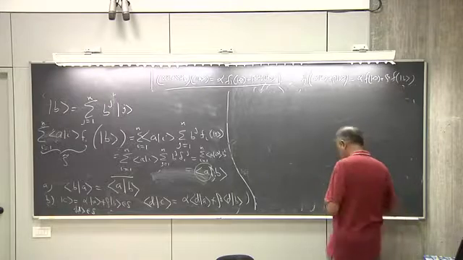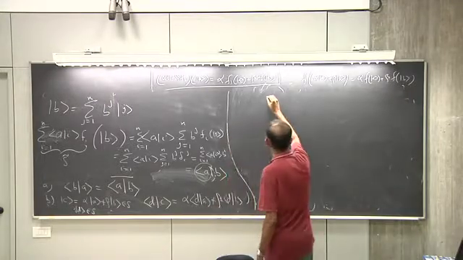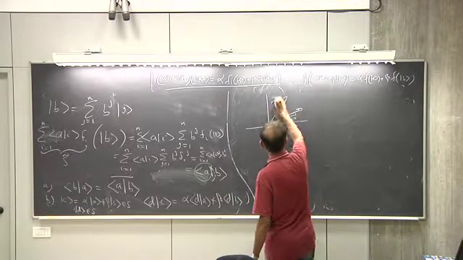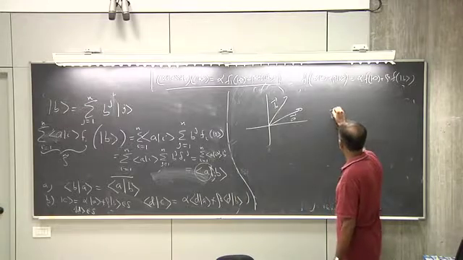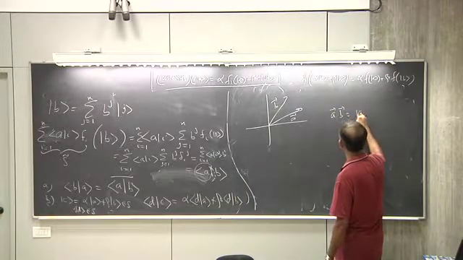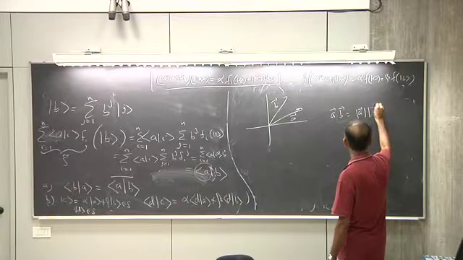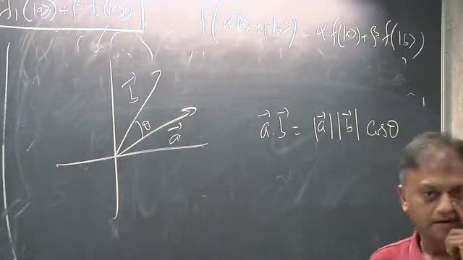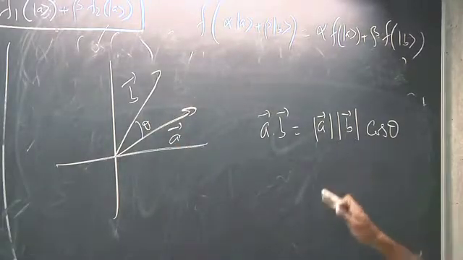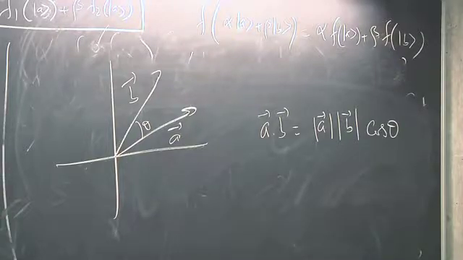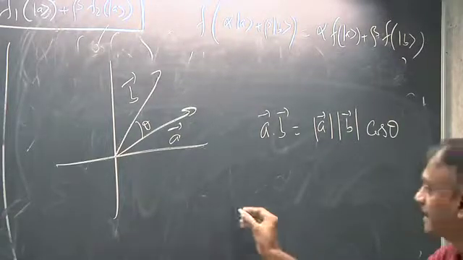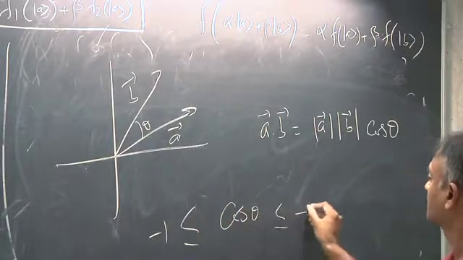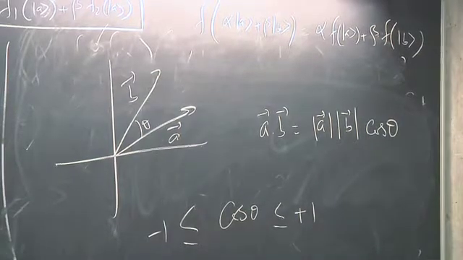Now let's go back to the two-dimensional example. You have two vectors, say a and b. Then we know a·b is the length of a times the length of b times cosine theta, where theta is the angle between them. Now, the range of cosine theta is between -1 and +1, right? After all, the range of cosine theta is between -1 and +1. Correct?